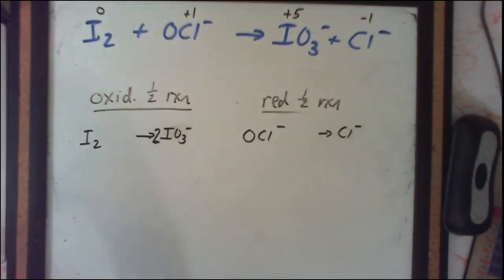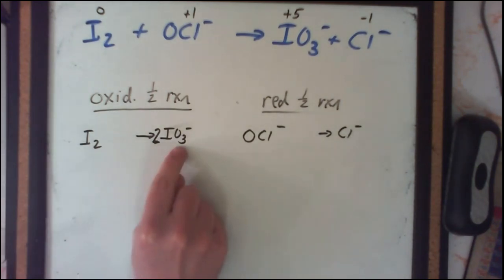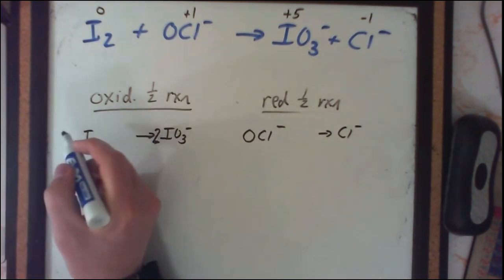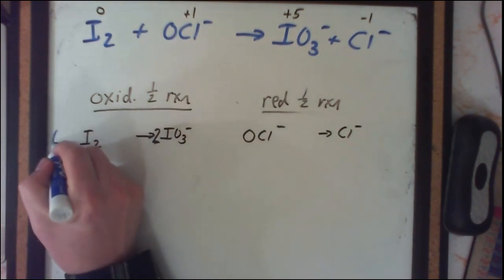Next step is to mass balance the oxygen using water. So we have a total of 6 oxygen atoms on the product side. So I therefore need a total of the same number of water molecules on the reactant side.